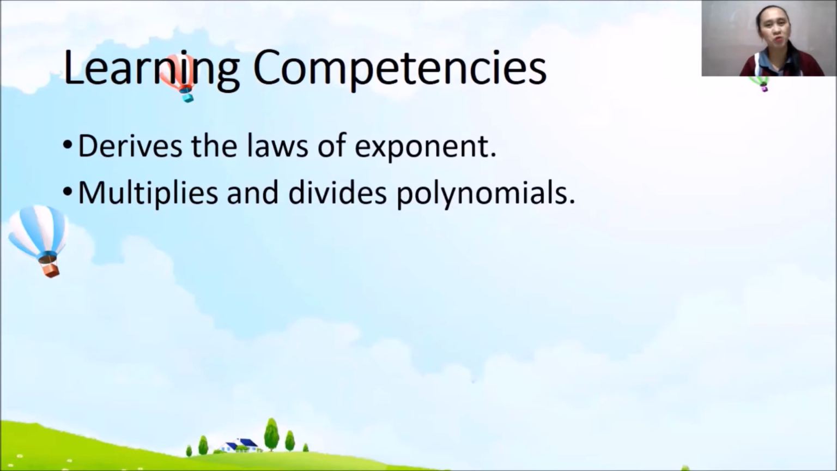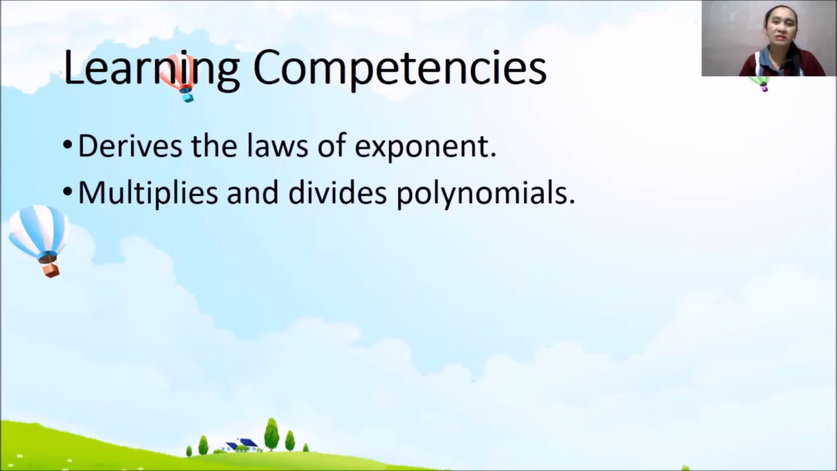Remember that an exponent tells how many times the base will be multiplied by itself. Any number a to the exponent of n, where a is the base and n is the exponent. Example, 5 cubed, or 5 to the exponent of 3, means we multiply 3 times by 5. 5 times 5 times 5 is equal to 125.